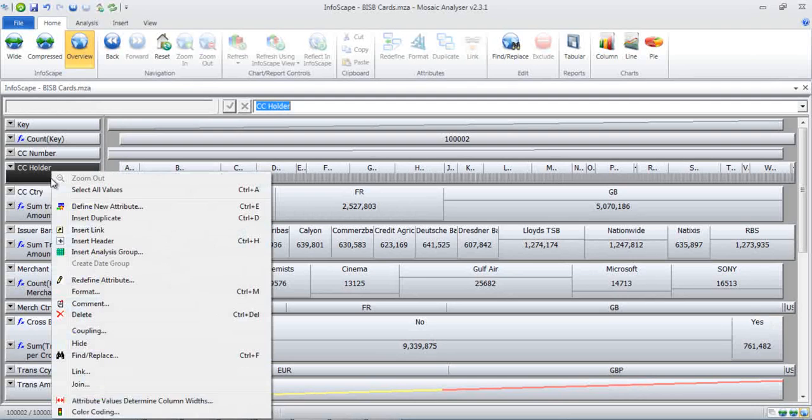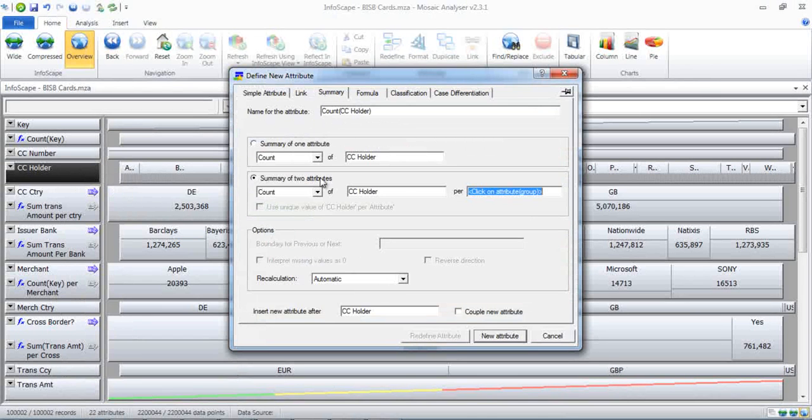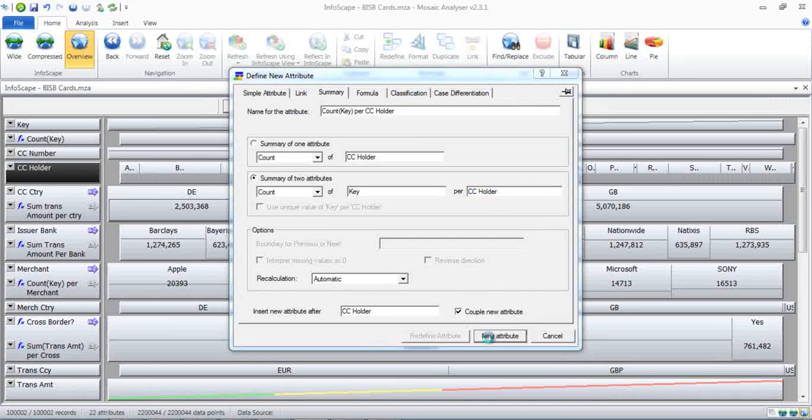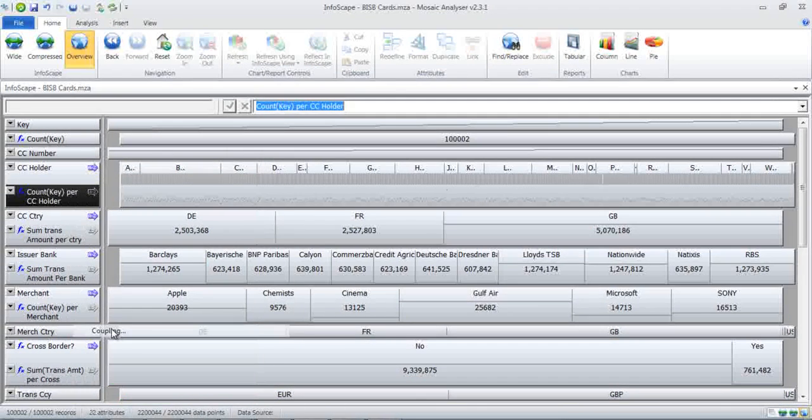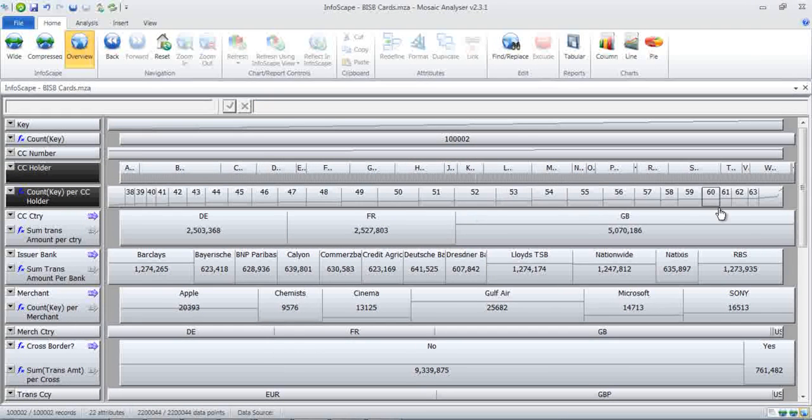So now what we can do is actually define a new attribute and say how many times there are actual credit card holders using their cards. Again, we get our answer. I'll have to decouple it. But what we're seeing now is a broad range of uses.